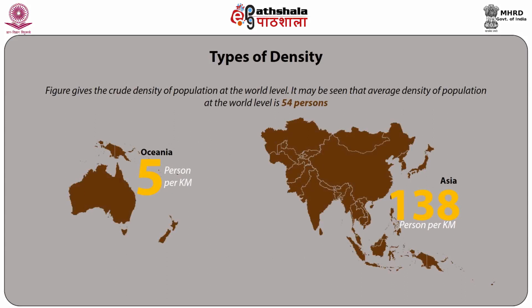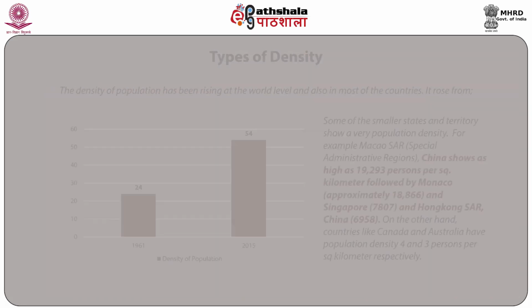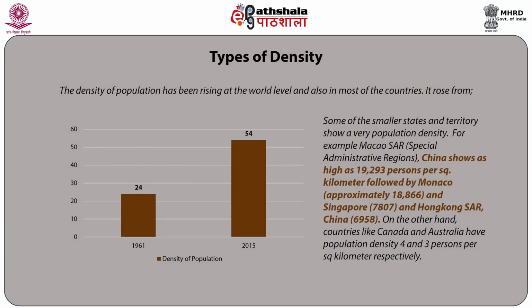It may be seen that average density of population at the world level is 54 persons, lowest found in Oceania, that is 5, and highest in Asia, that is 138 persons per square kilometer. The density of population has been rising at the world level and also in most of the countries. It rose from 24 in 1961 to 54 in 2015. Some of the smaller states and territories show a very high population density.